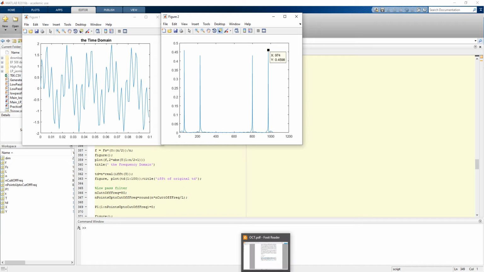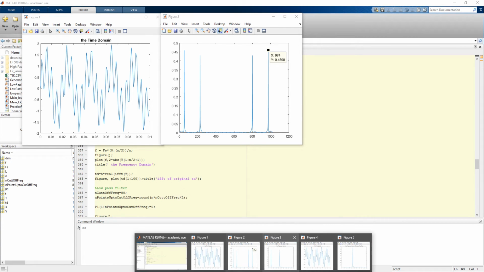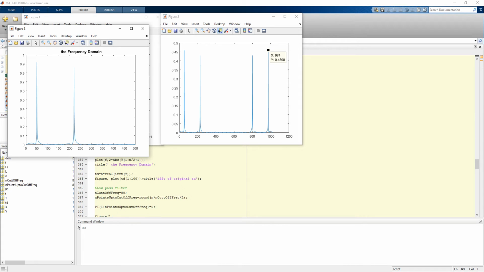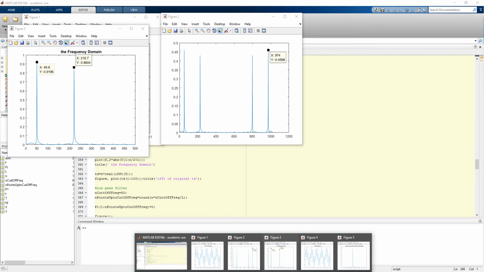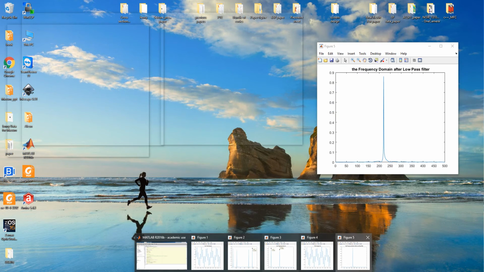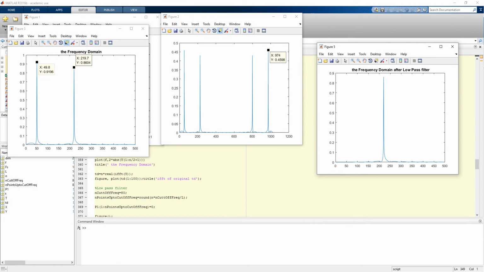Now this is just one way to show what the frequency is. In the frequency domain, we will find 49.8, that's 50, and here is 220. Now say we want to remove anything above 80 Hz. If we do the filtering, we will find this kind of data after removal.